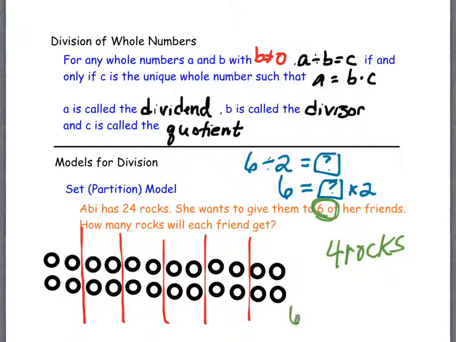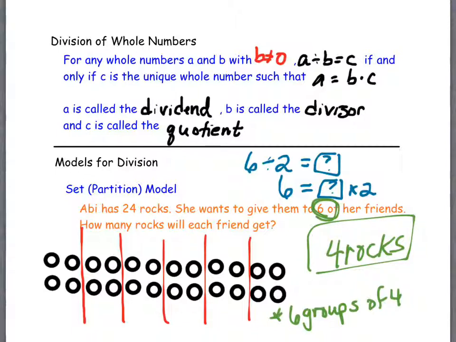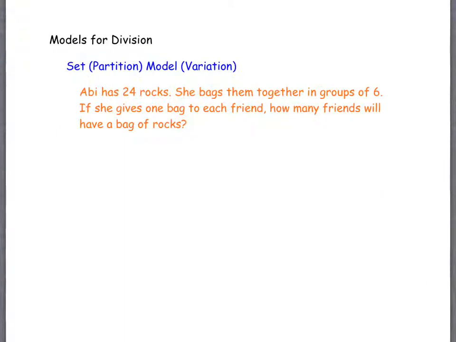All right? I'm just going to write that down here because I want you to see how this is different than the next one. Now, I don't mean that that's the answer, but that's just something to be aware of. The answer is 4 rocks. All right, so let me show you the other set model for division. Your book doesn't distinguish between these two, but when we get into Math 2, it's important to recognize that there is sort of a distinction going on.